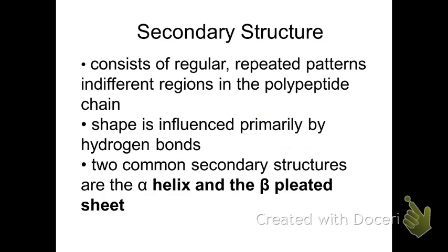Okay, next comes, once the correct amino acid sequence is put together and we have our whole primary structure, our protein begins to make its first folds. The first folds are probably secondary structures. They don't have to be, but in many cases secondary structures come first. Secondary structures consist of regular repeated patterns in different regions of the polypeptide chain.